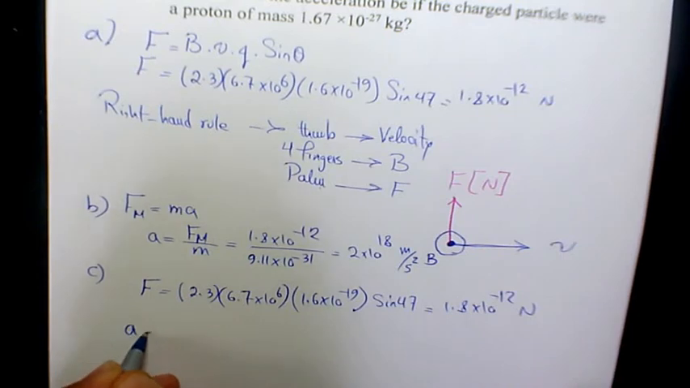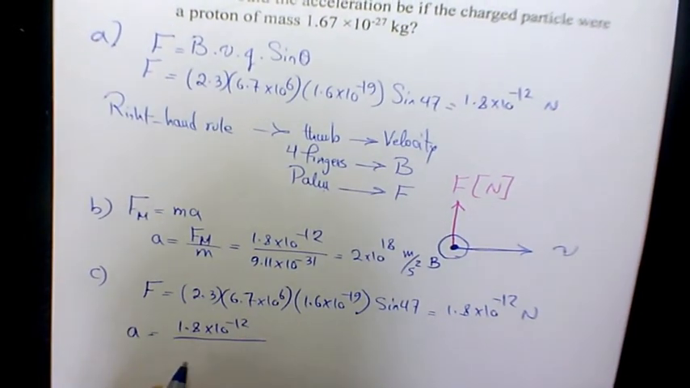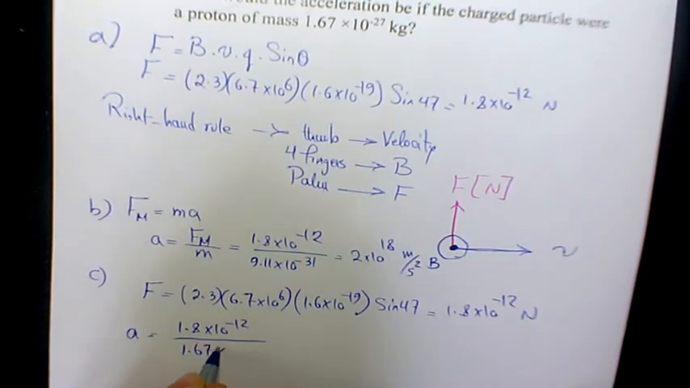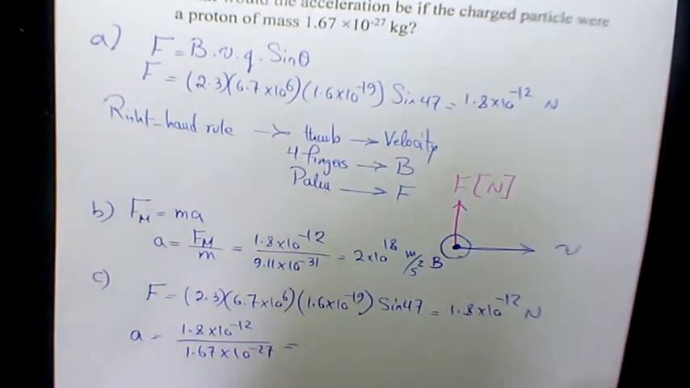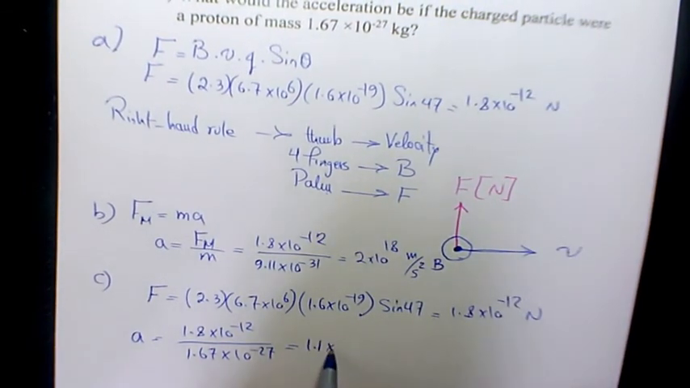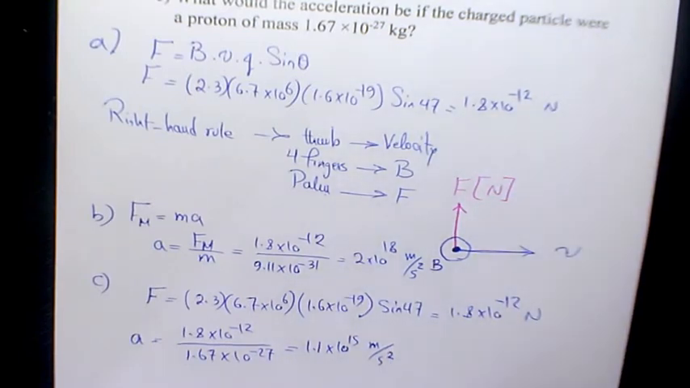So A equals 1.8 times 10 to the power of negative 12 divided by M, 1.67 times 10 to the power of negative 27. That is going to give me 1.1 times 10 to the power of 15 meters per second squared. This is the acceleration of the proton.